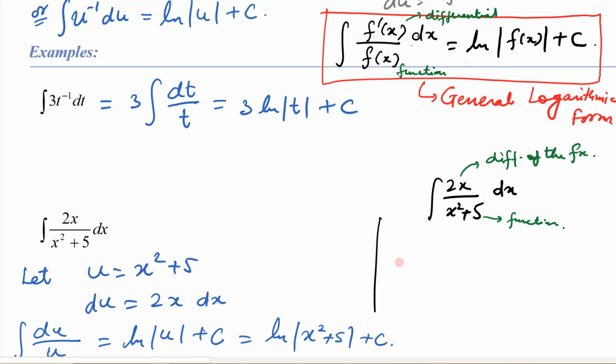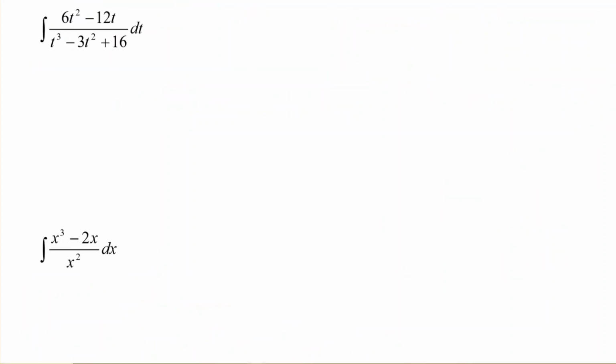So what we get here, the answer should be ln of the absolute value of the function plus c. So we can just use the general logarithmic form to write our answer. All right, so let's take a look at this example.